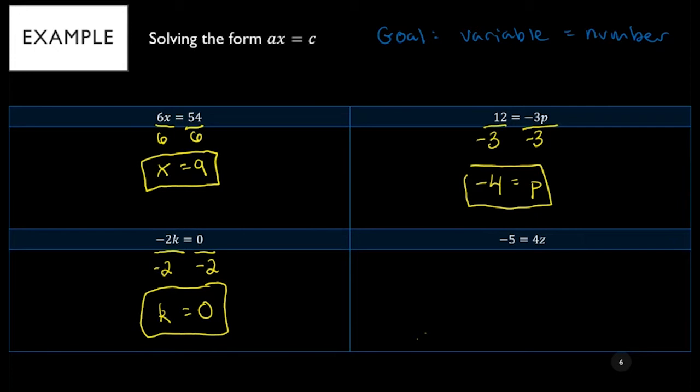Then on the bottom right, we've got negative 5 equals 4z. So I need to get rid of the 4 because that's in front of the z, so I'm going to divide both sides by 4. And in this case, if you do negative 5 divided by 4, you get a decimal on your calculator. You get negative 1.25. If you do it on your calculator and you get a decimal number, that tells you to leave it in its fraction form. So we're going to literally leave it as negative 5 over 4, and that's your answer. The 4 divided by 4 is 1, so that disappears.